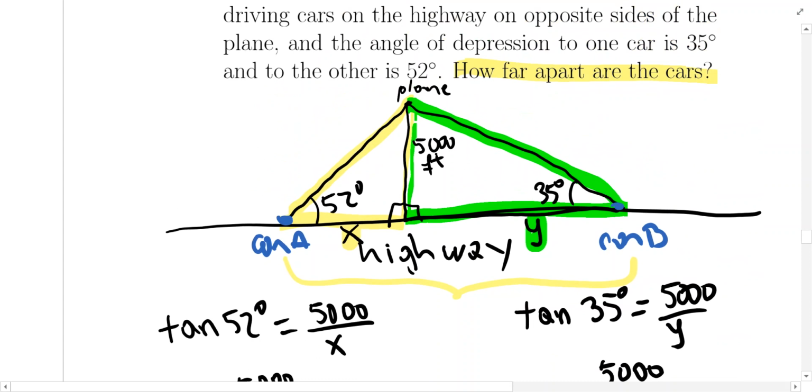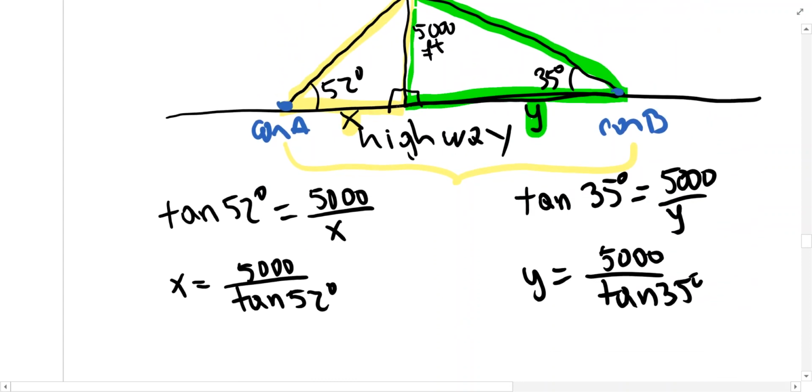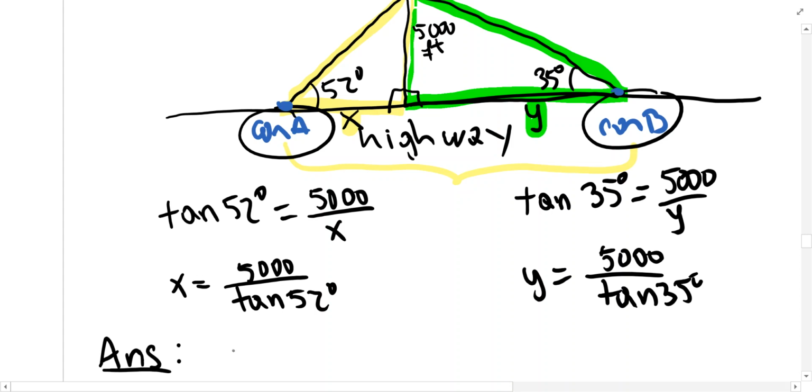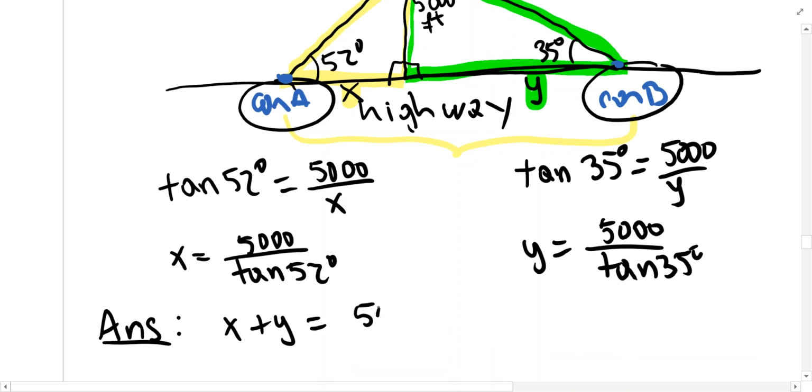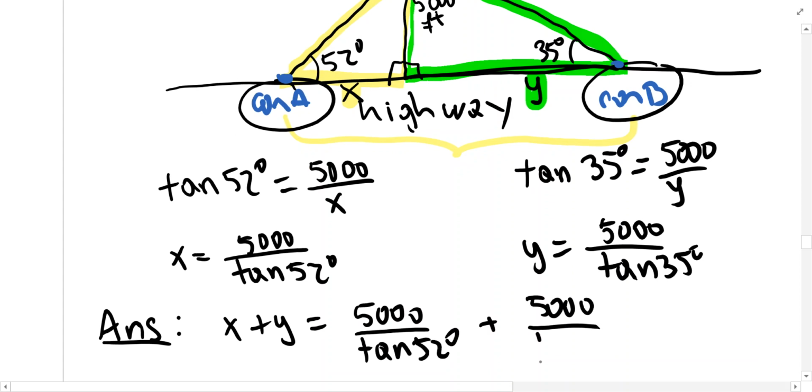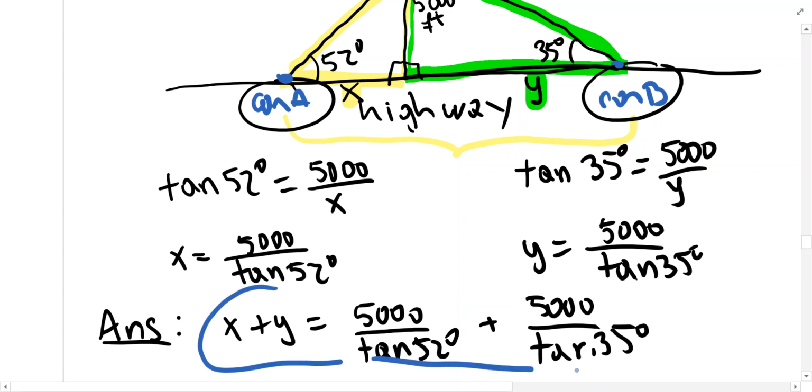So now to answer the question, how far are the cars? Well, I need to add x and y, and that's how far car A is from car B. The distance is this distance plus this distance. So the answer will be x plus y, and x is 5,000 over tangent of 52 plus 5,000 over tangent of 35. Again, if this was an exam, this is what you would say the distance between the cars is.